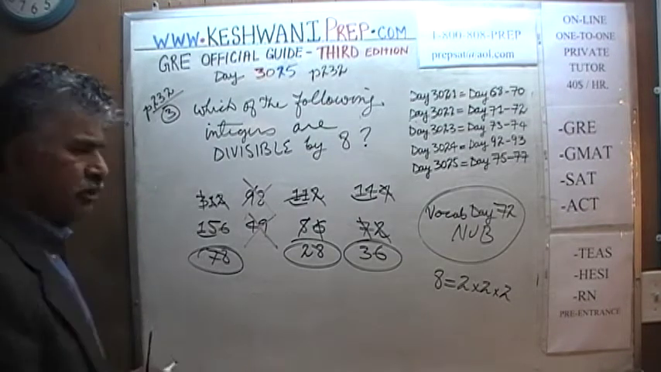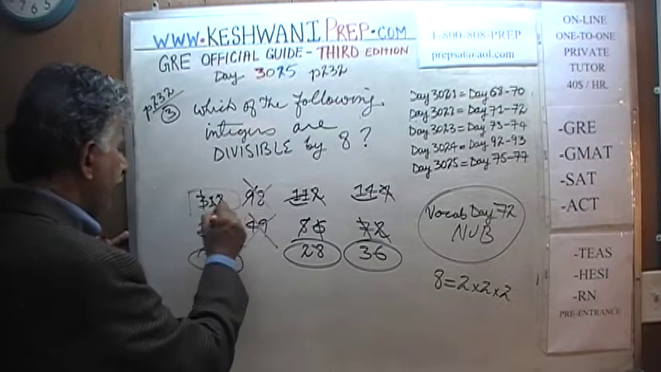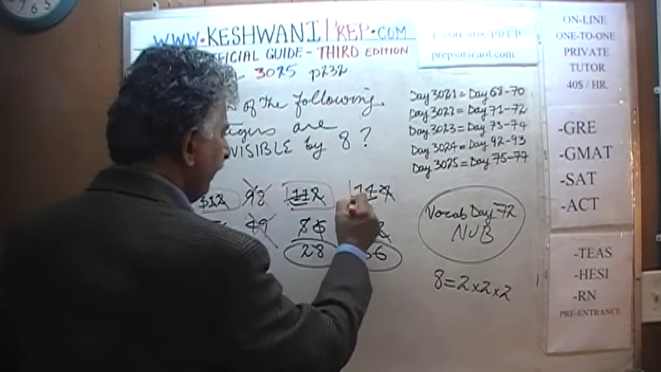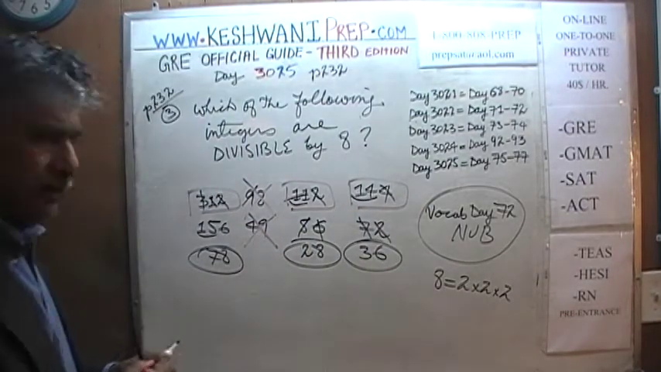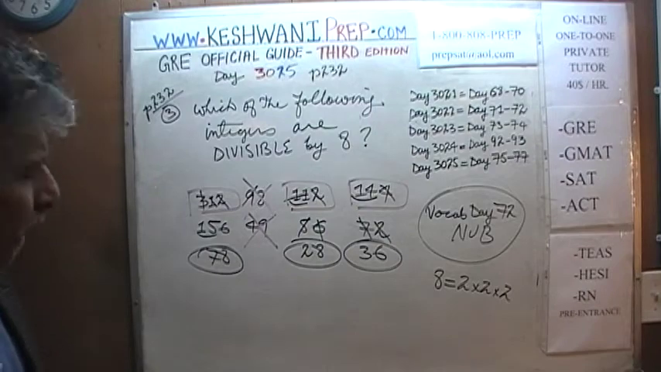The question was, which one of these integers was divisible by 8? The answer is 312 is divisible by 8, 112 is divisible by 8, and 144 is divisible by 8. 98 is not. So that was one way of doing it.